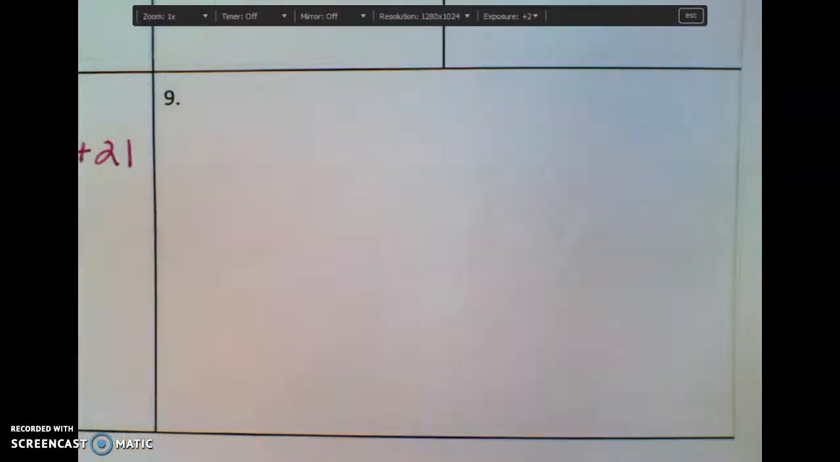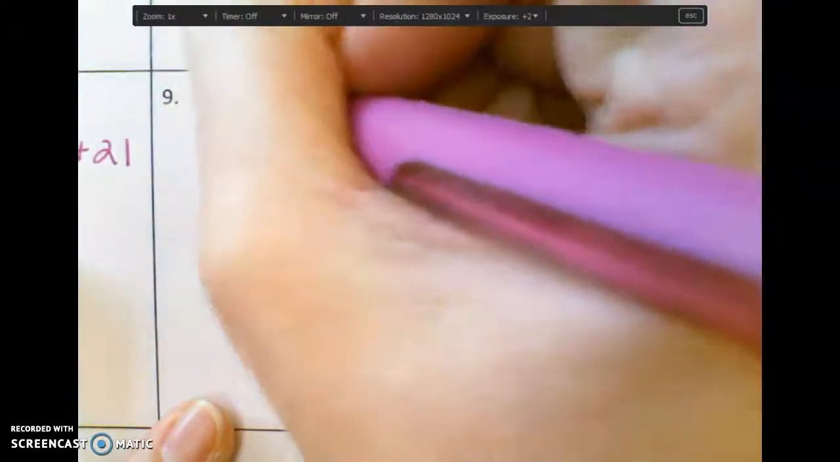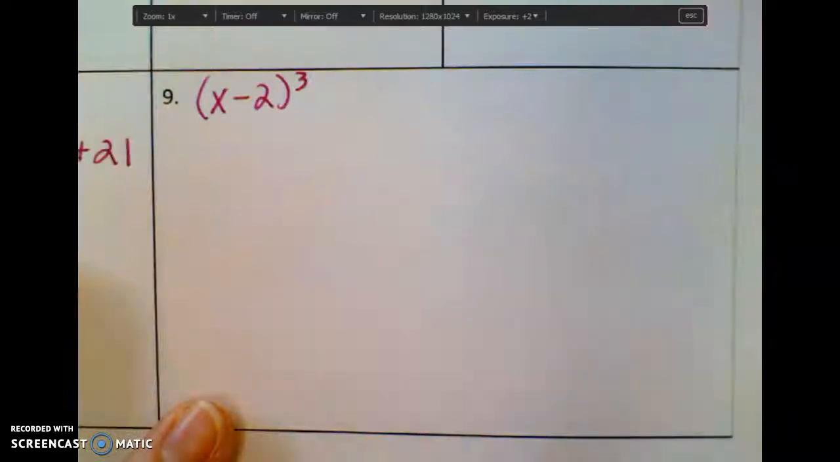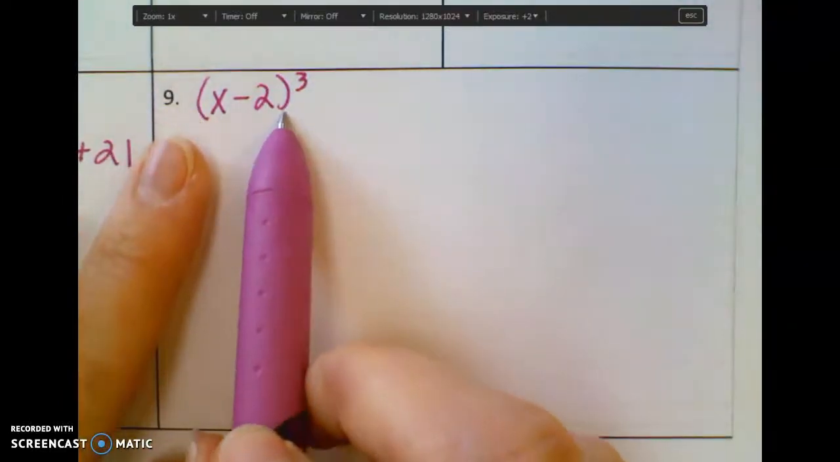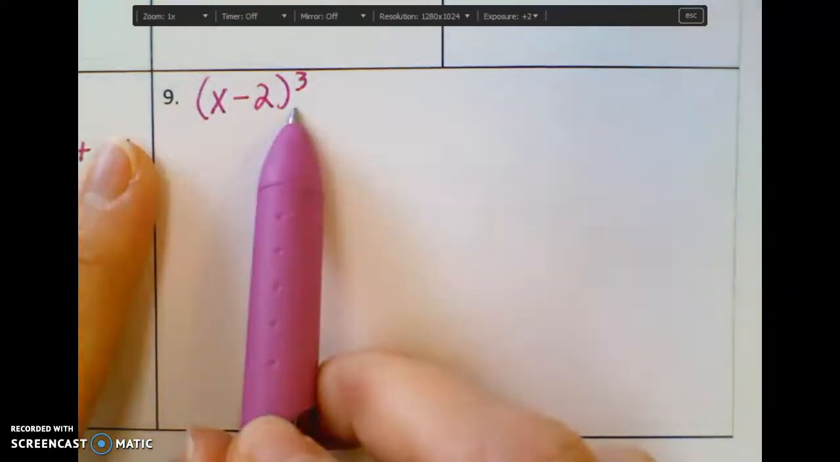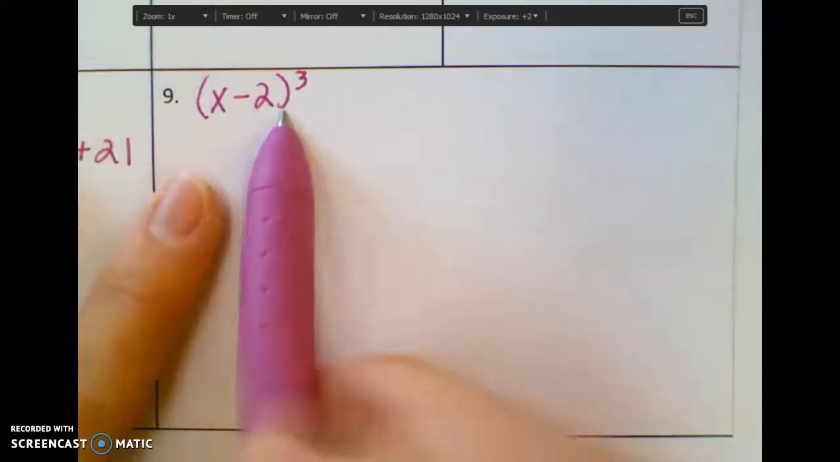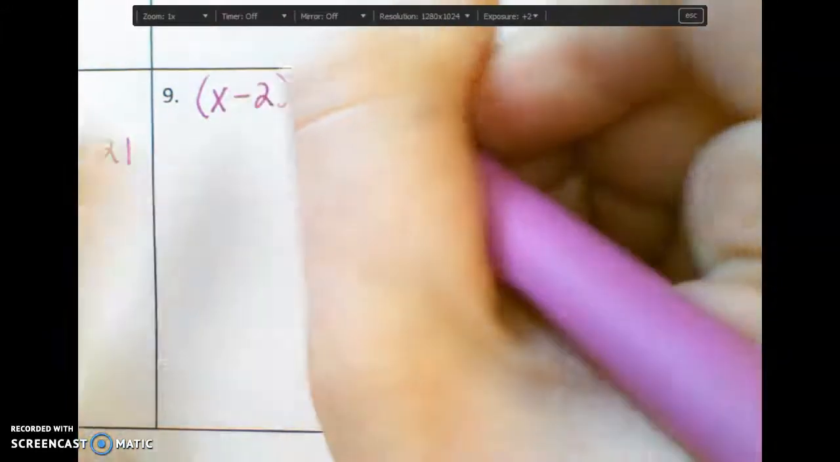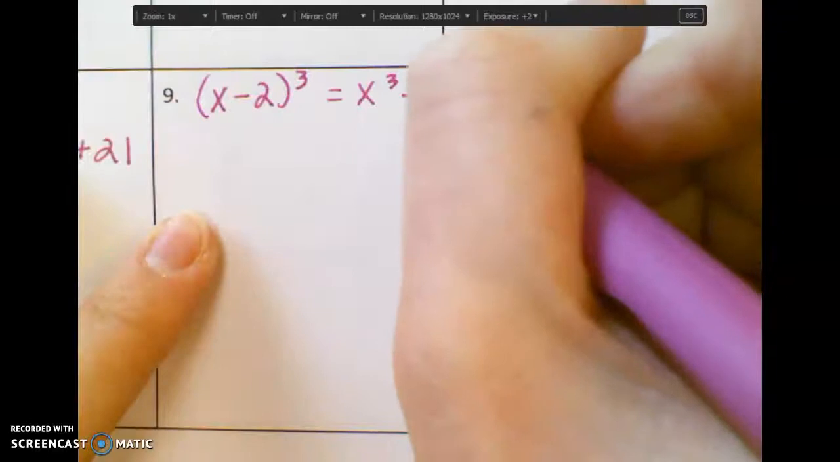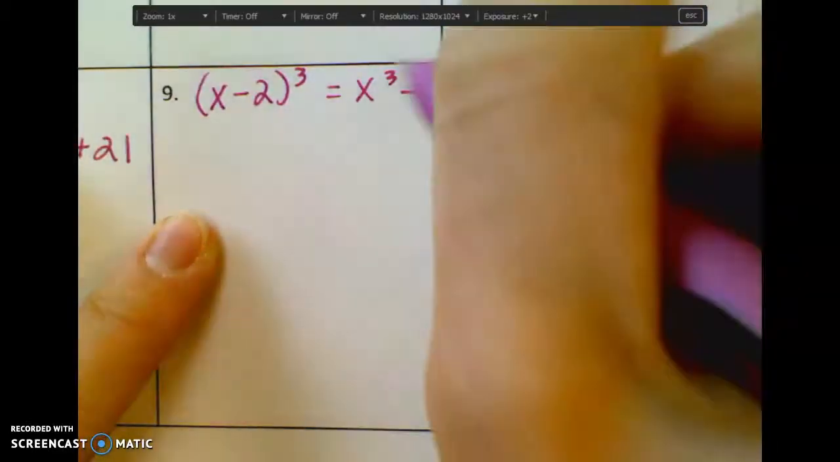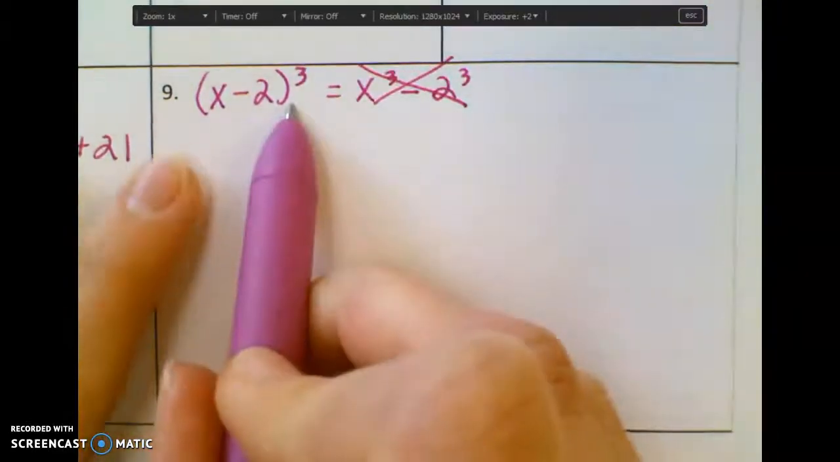Let's look at number 9. We have (x - 2)^3. Now this is a problem that we have talked about in the past couple days because there is something that a lot of us want to do that we cannot do. Is it okay if I just distribute or give that 3 to the x and to the 2 like this? The answer is no. That is not what this means.